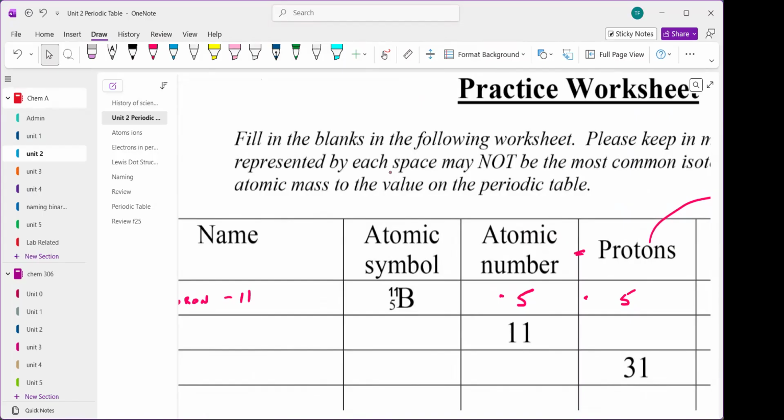Salt, sodium chloride. There's a whole bunch of ions in the world. Ions are more stable than non-ions. That's why there's more ions in the universe.